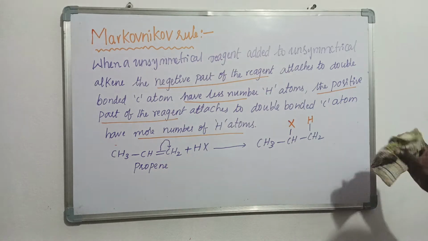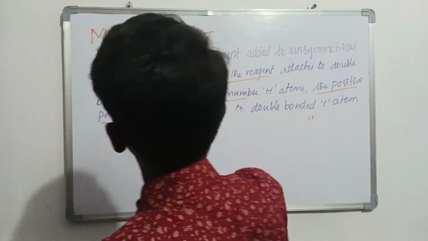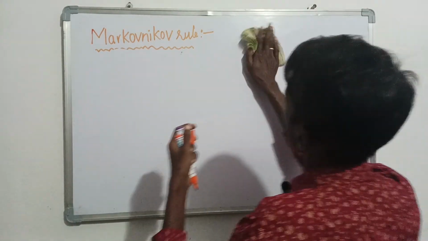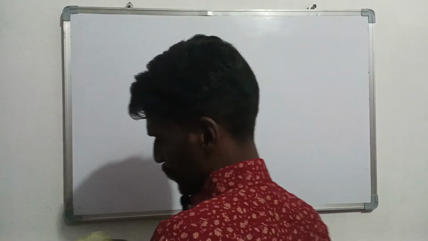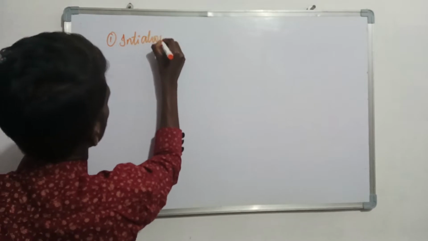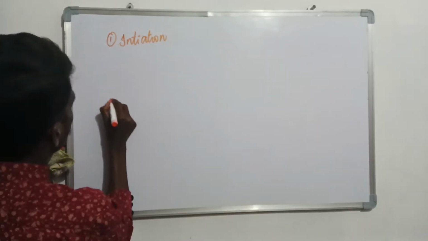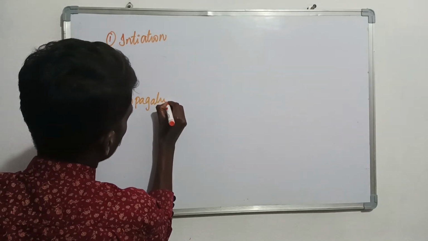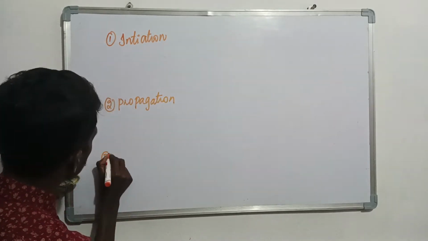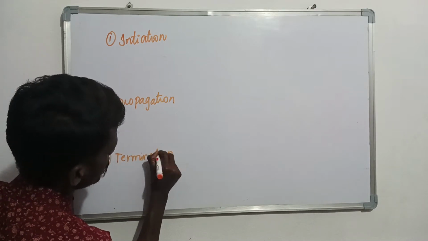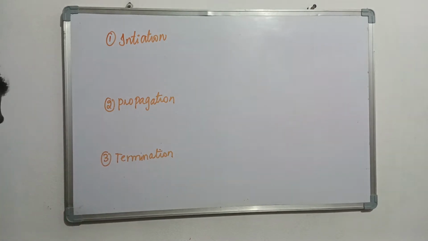Then what is the mechanism involved in it? We'll see. The mechanism follows three steps. Number one is the initiation step. Second is the propagation step. Third is the termination step. So what happens in the initiation?